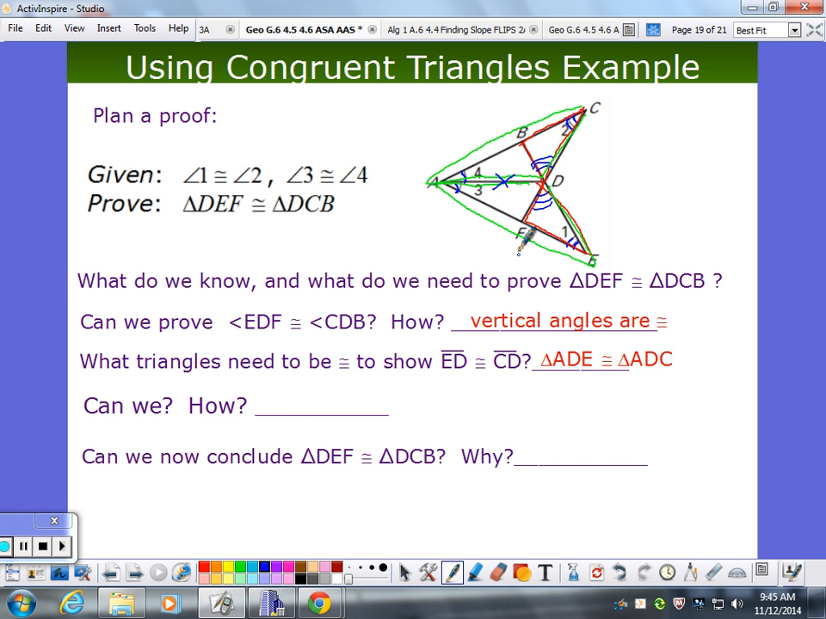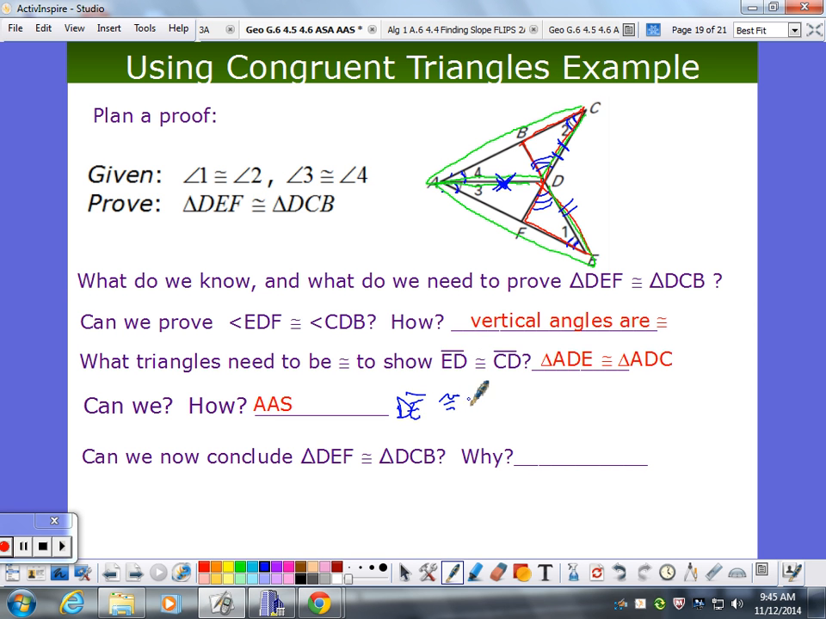Yeah, but that gives me angle-angle-angle, and I need a side, right? But look what I've got here: they share a side. So you're right, all the angles work, and I've got a side here. What can I use to show that those green triangles are congruent? Angle-angle-side. You've got an angle, an angle, and a side. So the green triangles are congruent, which means that DC and DE are congruent by CPCTC.